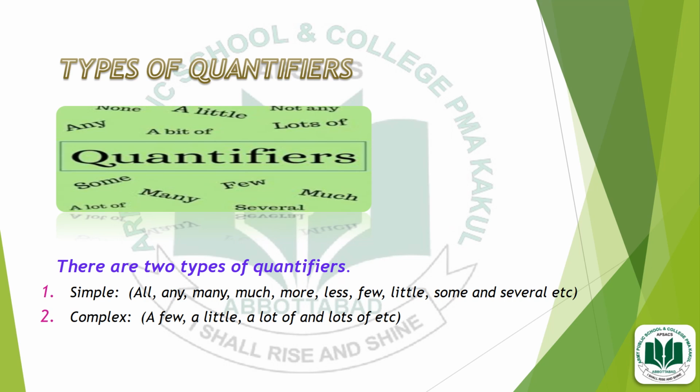Now let's come to the complex. Complex quantifiers are, for example, a few, a little, a lot of, and lots of, etc. And you might have noticed that the complex quantifiers are not one word. They are more than one word, means in the form of phrase. That's why they are known as complex quantifiers.